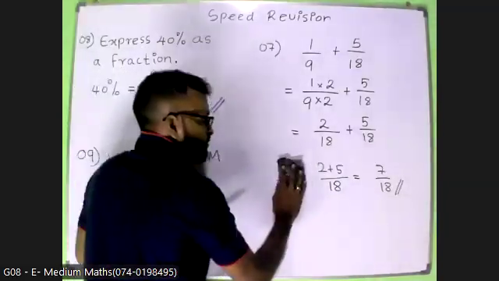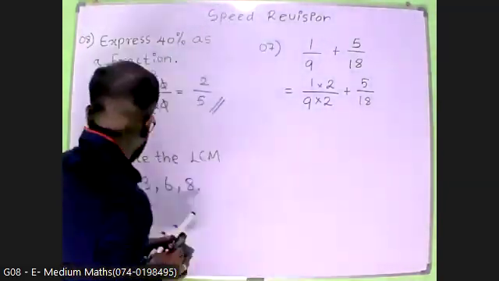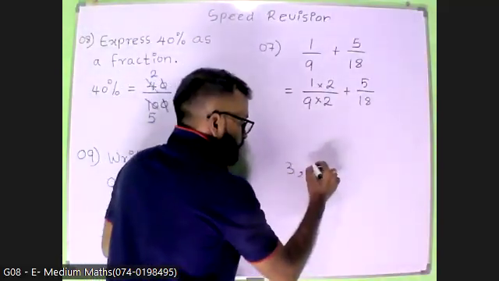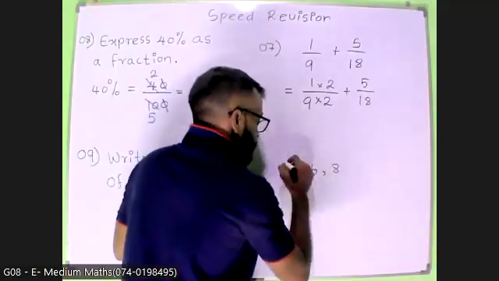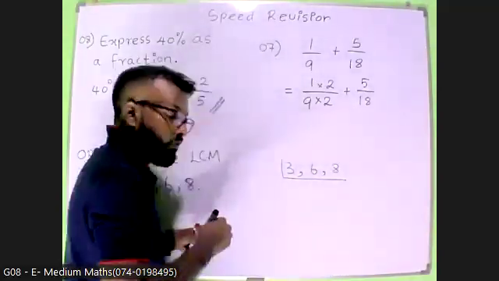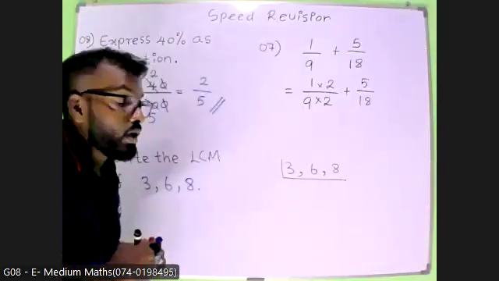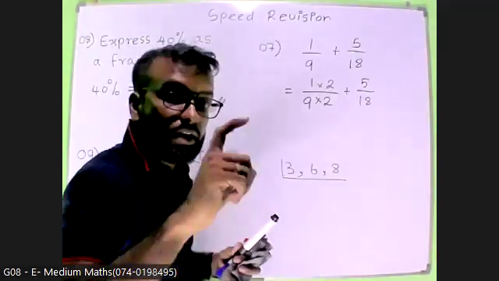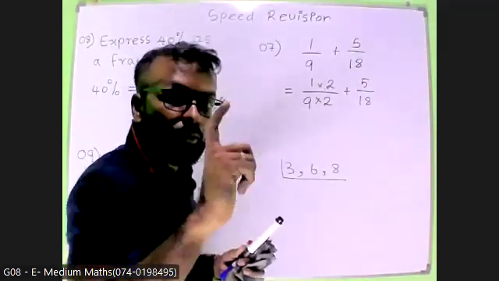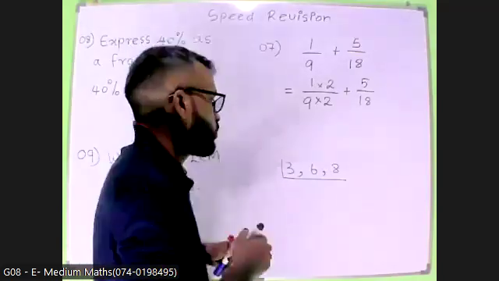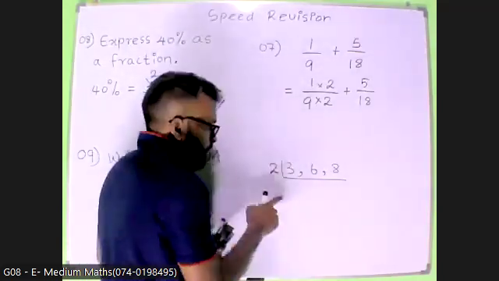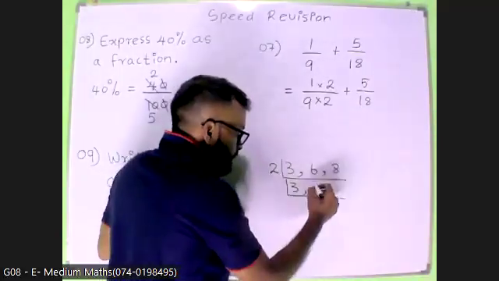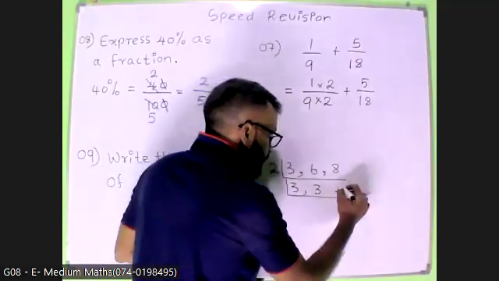So I will use the division method here. I am going to divide it. Where should I begin? What is the minimum prime factor? It is 2. So you have to divide by 2. 3 cannot be divided by 2, so keep it as it is. 2 times 3 is 6. 2 times 4 is 8.